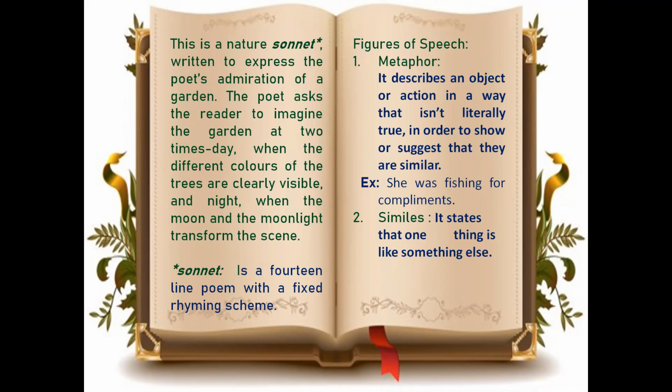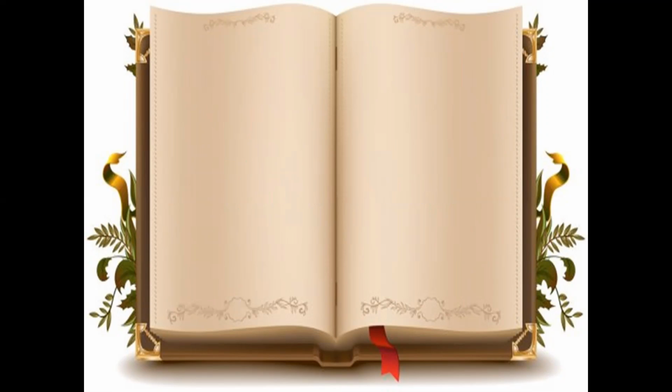Similes state that one thing is like something else. So it shows similarity by using the words like or as...as. For example, she's as cute as a button. So in this poem, we will go through two figures of speech. Now let's read the poem.